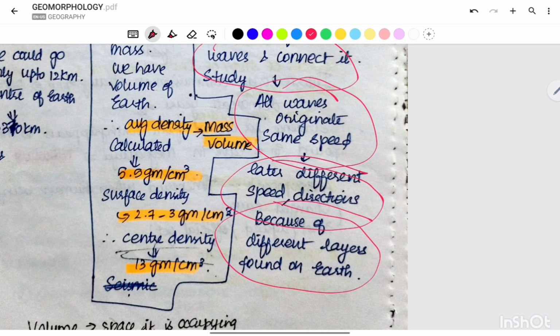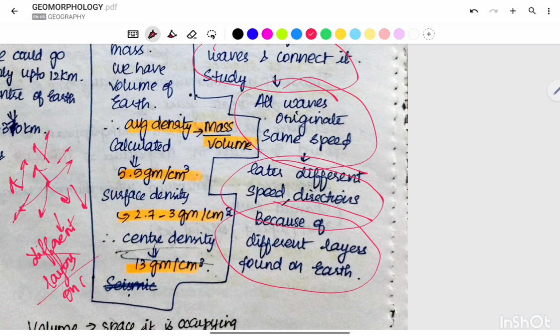So all the waves, when they are originating, are at the same speed. But later they have different speeds and different directions. This is because of the different layers found on the earth.